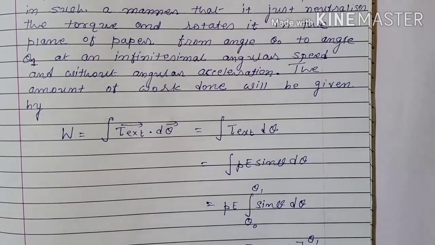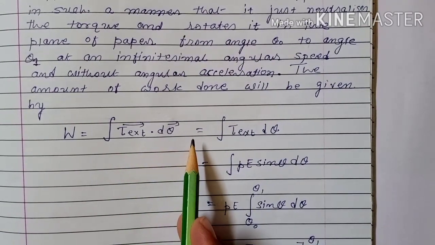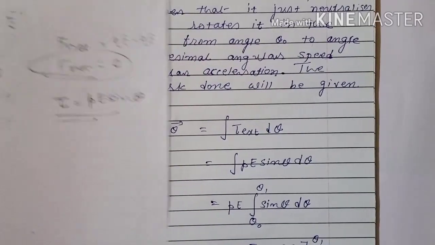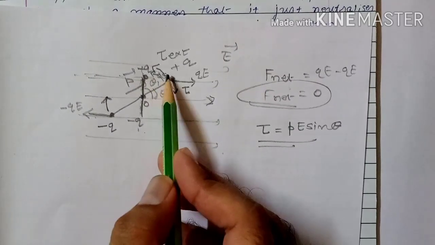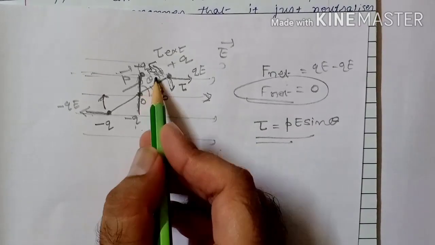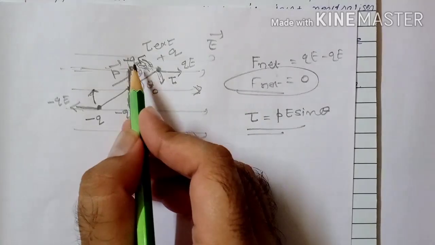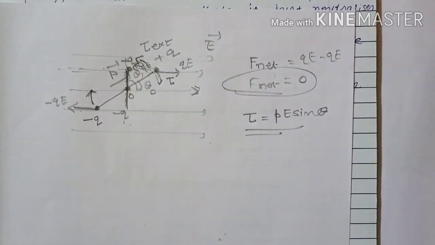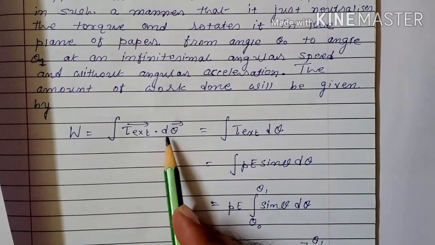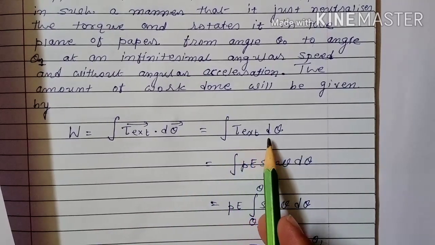Whenever we remove the dot, we can write tau external d theta cos theta. Here you can see tau external and d theta are both in the same direction, because the external torque is in this direction and the angular displacement, from theta naught to theta 1, is also in the direction of the torque. So it can be written as tau external d theta cos 0, that is 1. So the integration of tau external d theta.